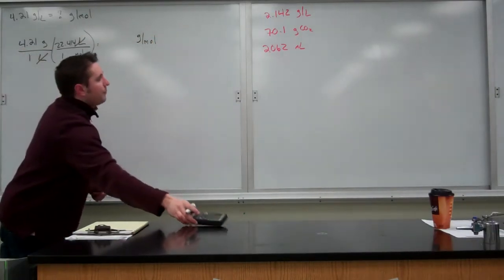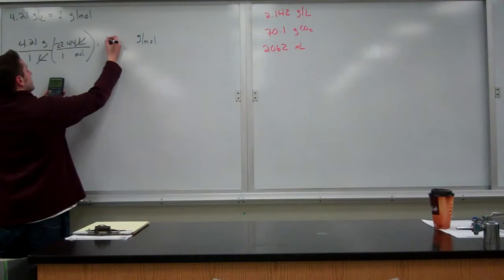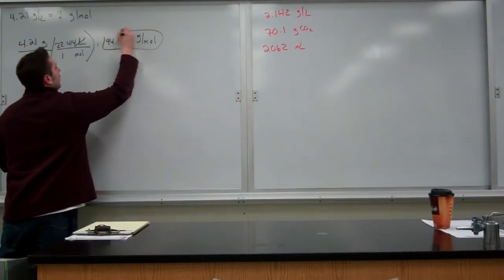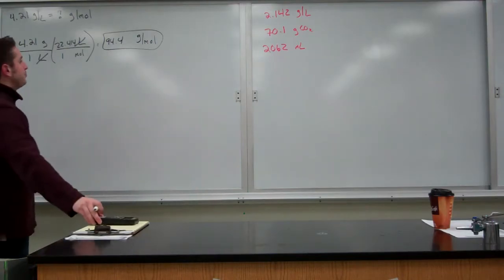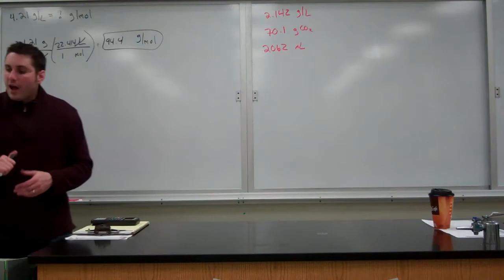And we get our calc. 4.21 times 22.414. It gets me a value of 94.362. Again, 3 sig figs would get me 94.4 grams per mole. Moving on to number 5.